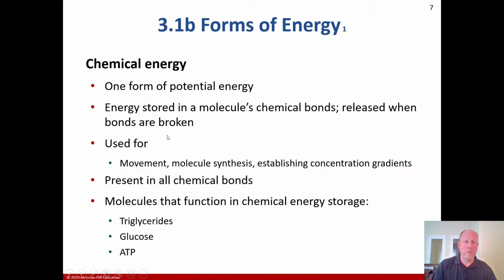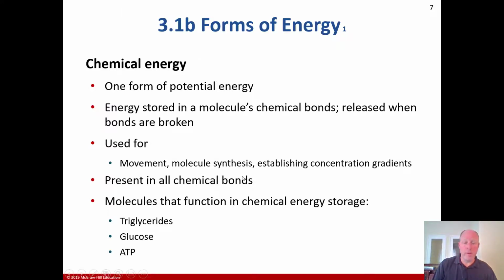Okay. So chemical energy is one form of potential energy. Energy is stored in molecules' chemical bonds. It's released when bonds are broken. It's used for movement, like with ATP, for molecular synthesis in many different forms, and for establishing concentration gradients, like we talked about a moment ago with the wall separating the intracellular and the extracellular fluid outside the cell.